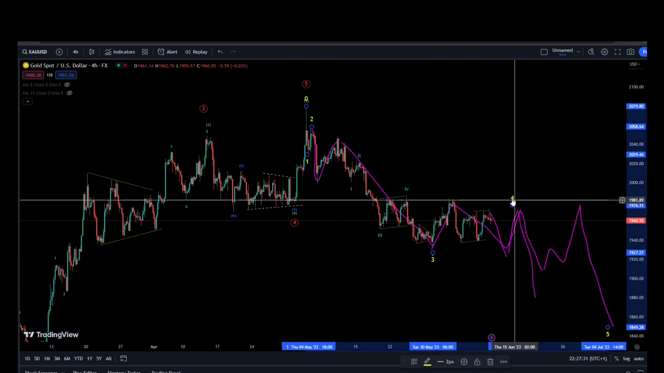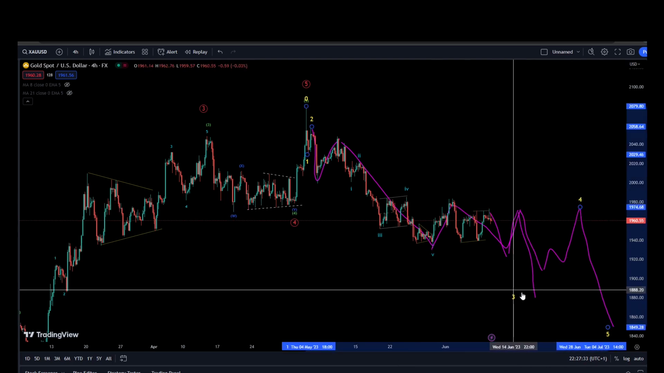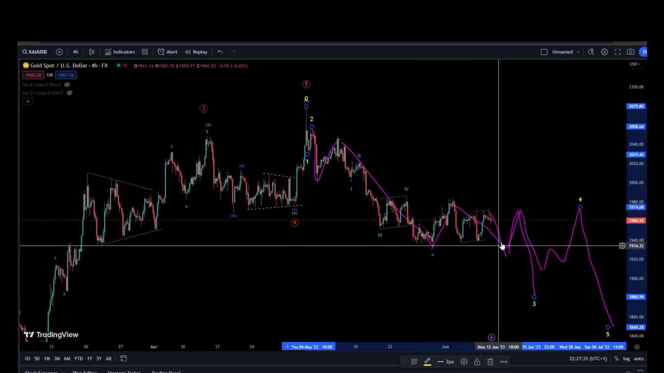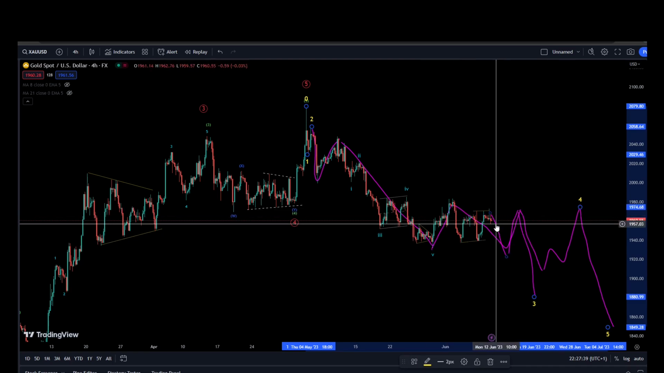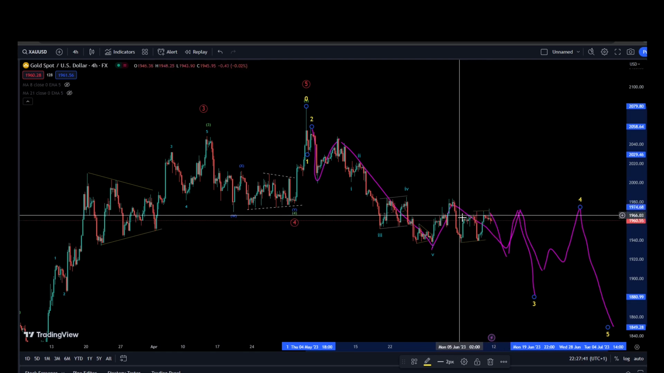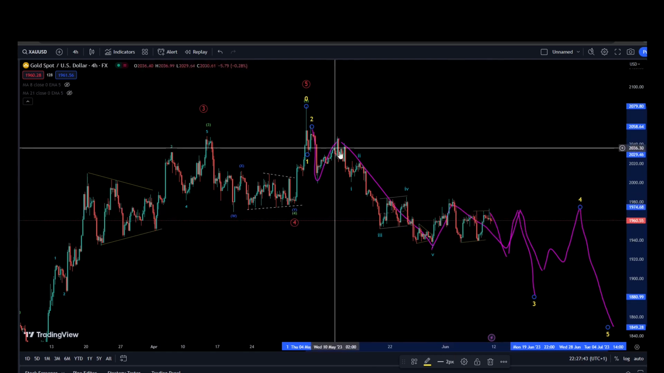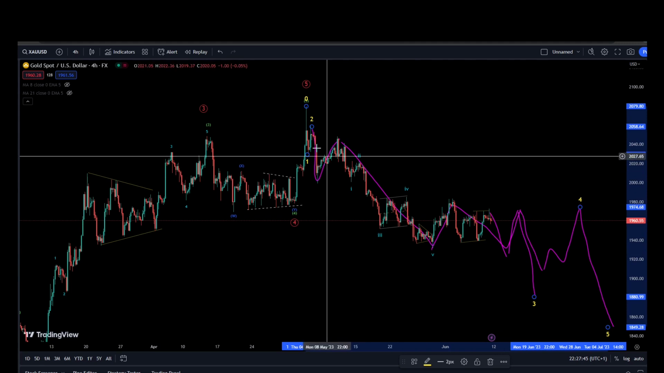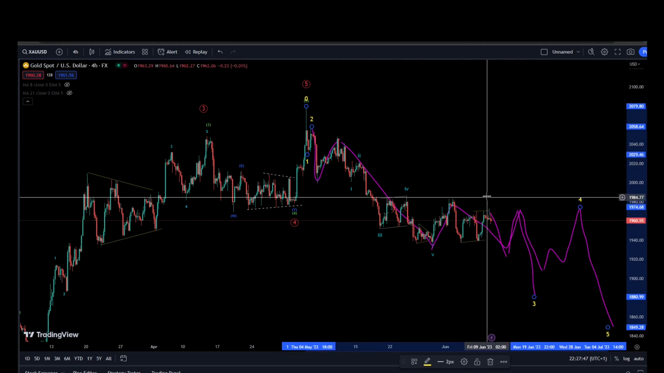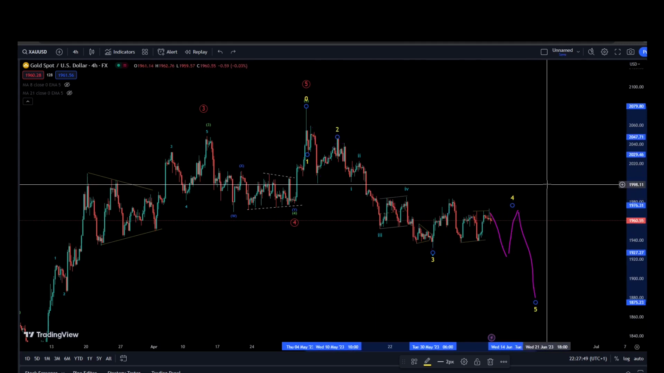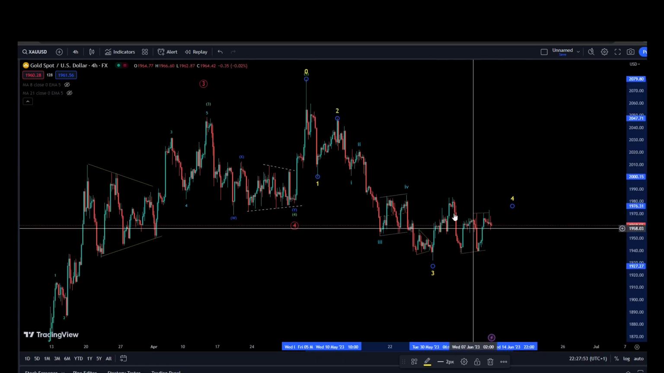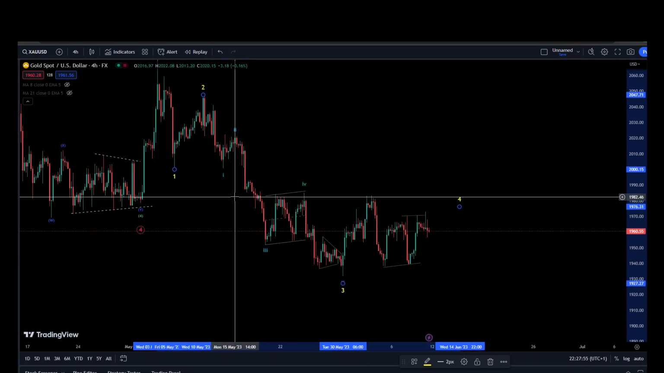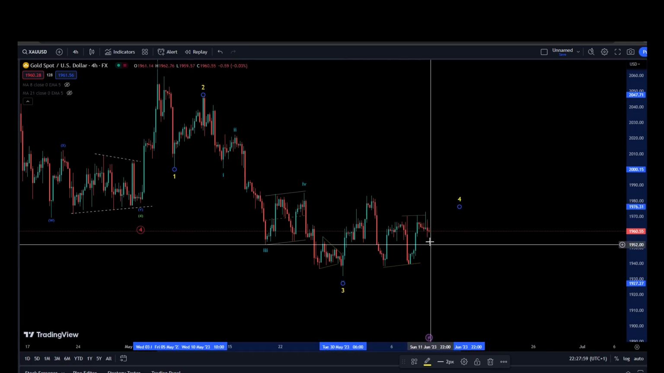So 5 will be here, 4 will be here, and this will be the wave 3. And this correction that we're seeing is wave 4 of wave 3. So it's the fourth wave correction in the third wave of the higher degree impulse. So ideally speaking, that's obviously two different counts, but what I just showed you there was the long-term bias of things.